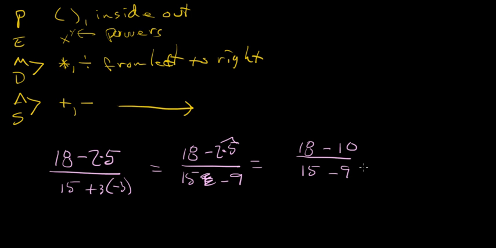Some of you might notice that I'm writing everything down, and there's a reason for that. If you try to skip steps and just don't write all that stuff down, you're going to get in trouble. 18 minus 10 is 8, 15 minus 9 is 6. Reduce it, always reduce it: 4/3.